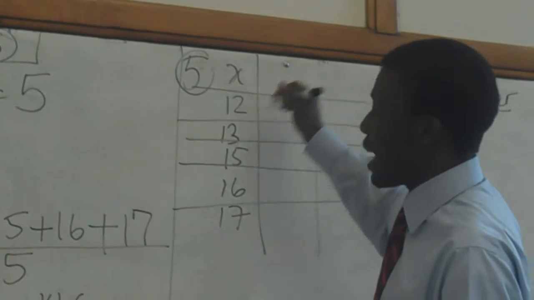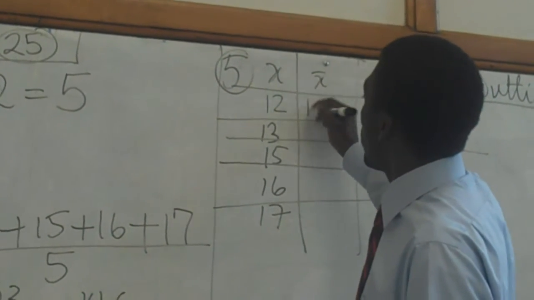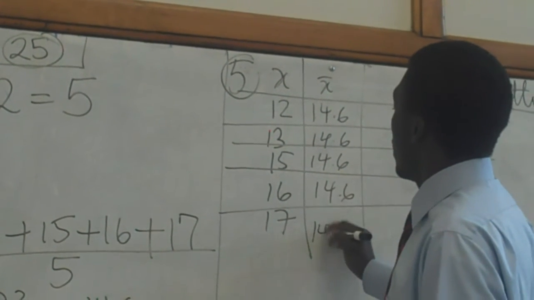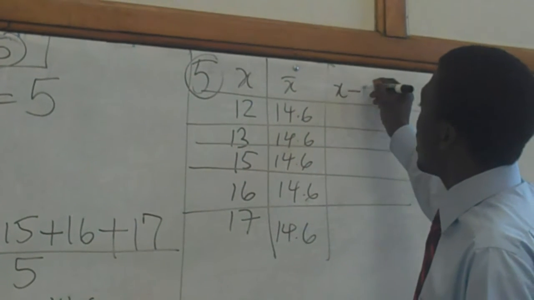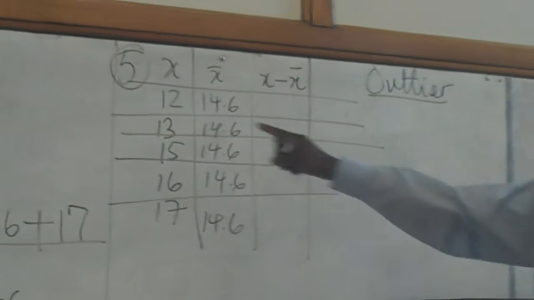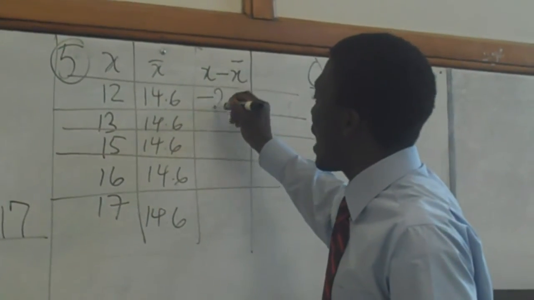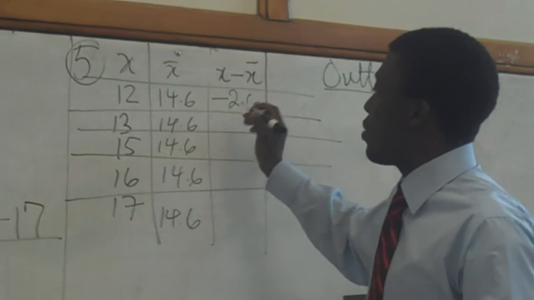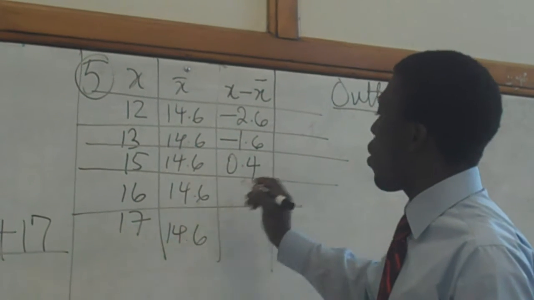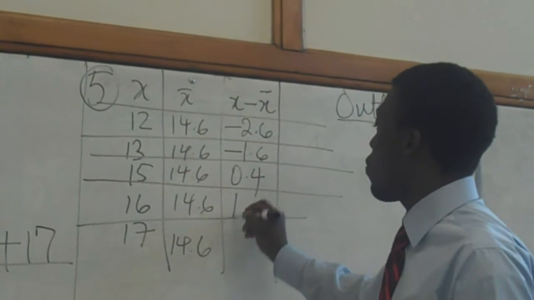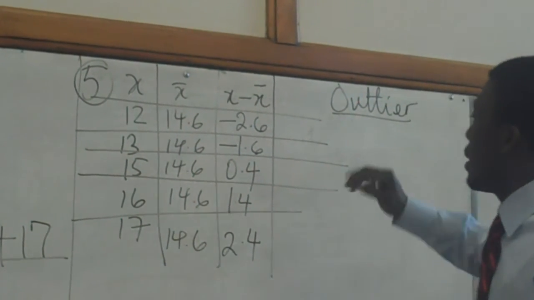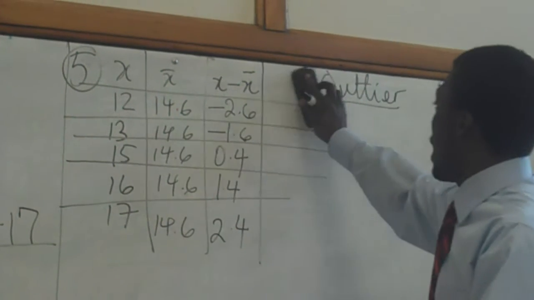The next thing you want to recognize is your mean. Your mean is 14.6, and that's the same thing all through. The next thing you want to do is take x minus x bar, and the x bar again is your mean. So you have 12 minus 14.6, you have negative 2.6. Then 13 minus 14.6, you have negative 1.6. Then 15 minus 14.6, you have 0.4. 16 minus 14.6, you have 1.4. And 17 minus 14.6, you have 2.4.